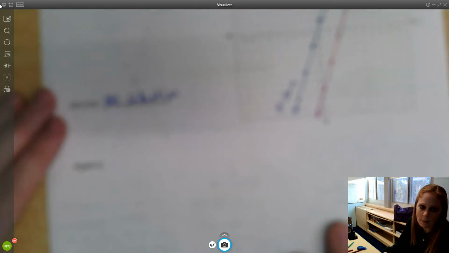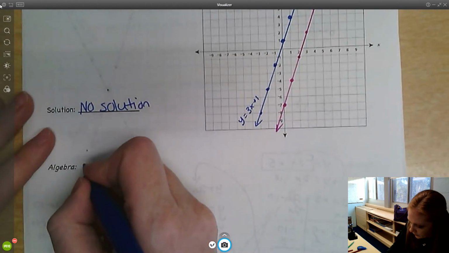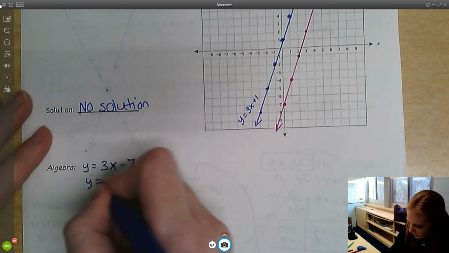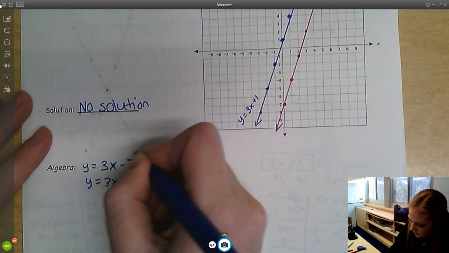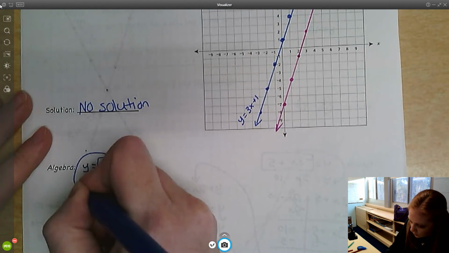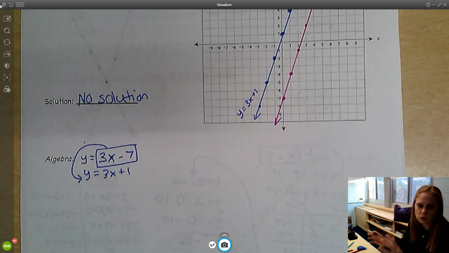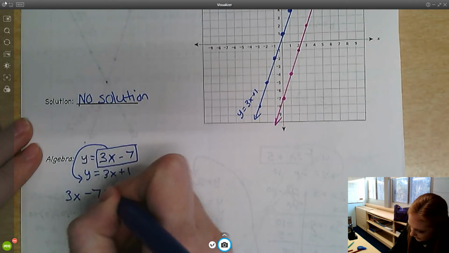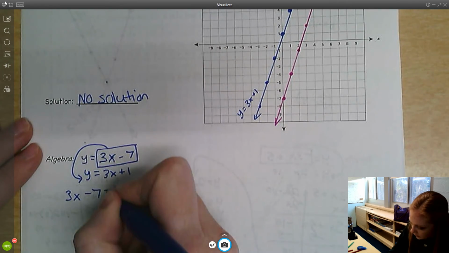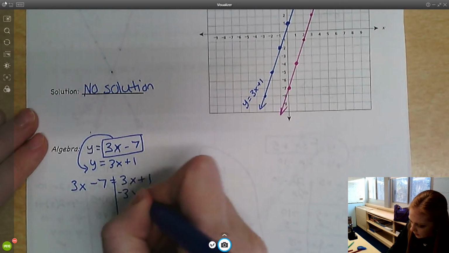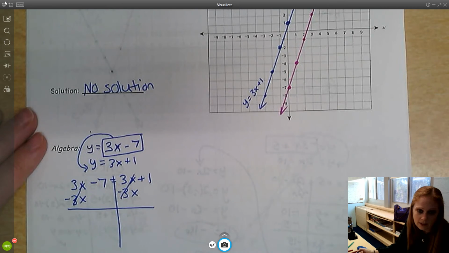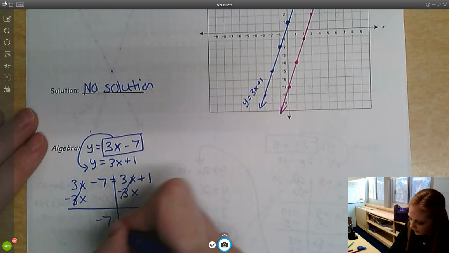All right, so let's look at what would happen if we solved these two algebraically. So again, it was y equals 3x minus 7 and y equals 3x plus 1. So we're going to take the one expression, 3x minus 7, and plug it in for y since it equals y. And I'm going to rewrite these then. So we have 3x minus 7 equals 3x plus 1. Okay, let's solve for x. Minus 3x on both sides. The x's cancel out on both sides, and we're left with this.